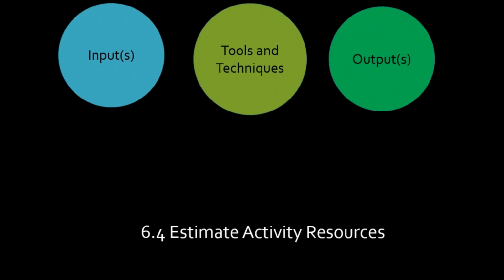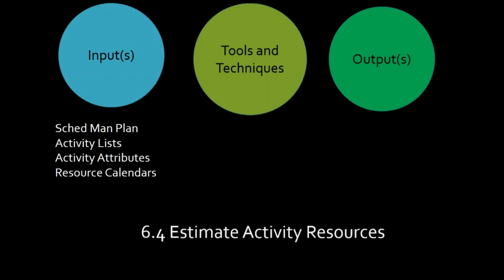We can almost, before I even click again, see where the inputs are. The input is going to be the schedule management plan, right? So keep that in mind as a pattern. That's the dot 1. The activity list that we created, the attributes, resource calendars. We haven't talked about this one yet.